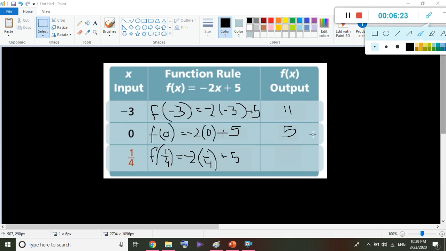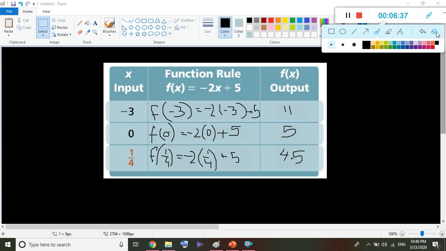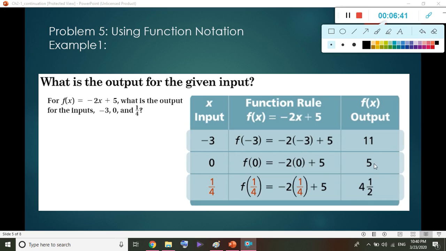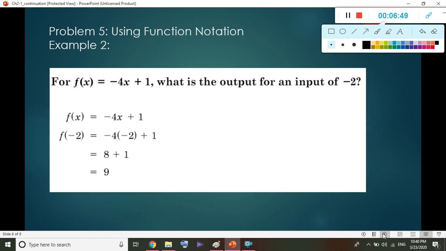It's going to be 4.5. So these are the outputs for these inputs using the f of x or the function notation. Let's check the answers we have here, which is 11, 5, and 4.5. That's right. So now let's go for the second example we have here.